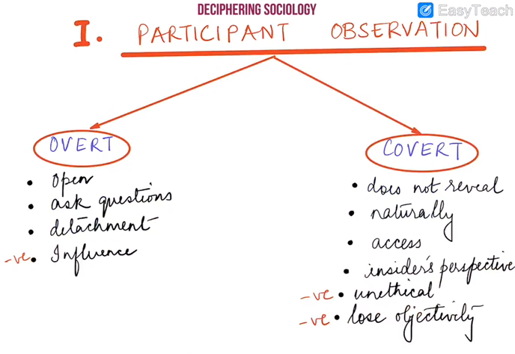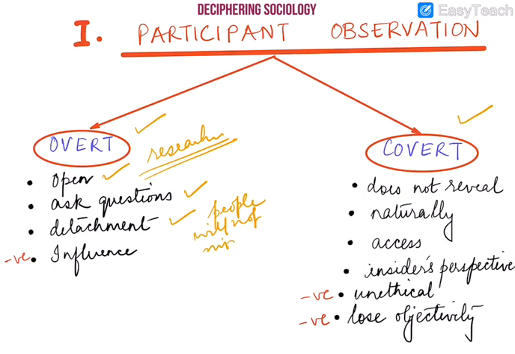There are two types of participant observation. First one is overt and second one is covert. Overt means an open type of participant observation. Here the researcher tells the people that he or she is conducting the research, and so he can ask questions, and there is a certain detachment because the people will not mix easily. They know that this person is a researcher, they will keep a distance, so the researcher is able to perform freely and in a detached manner.